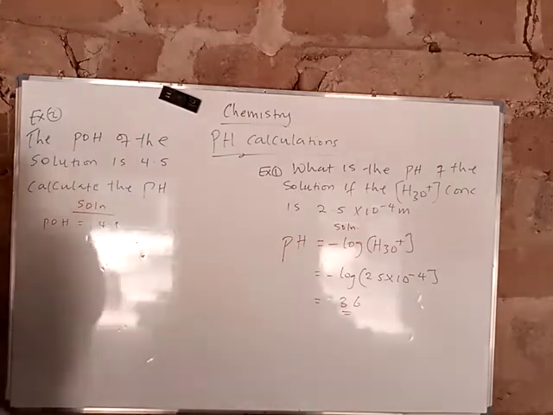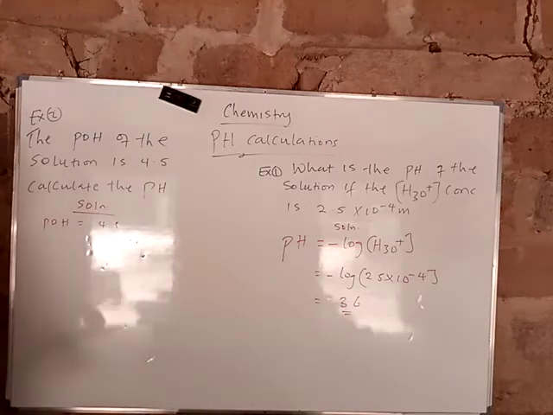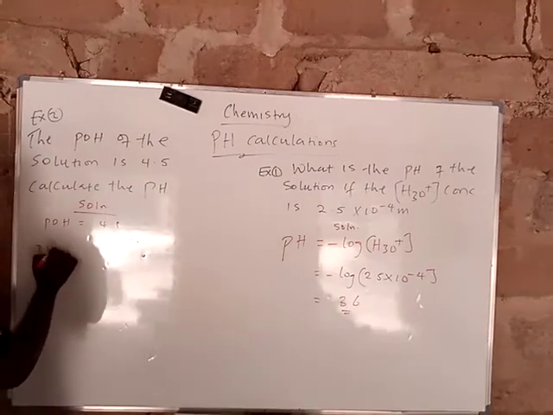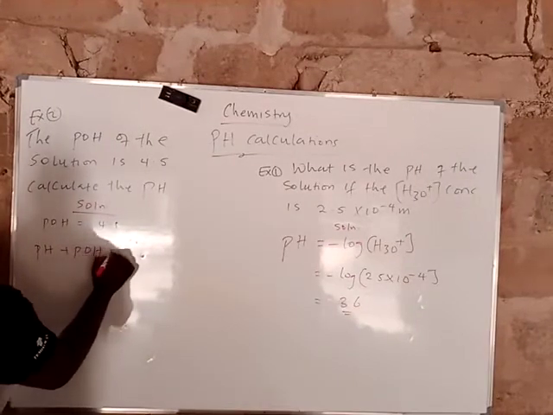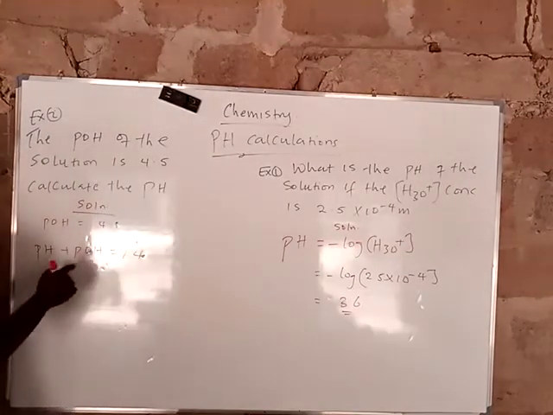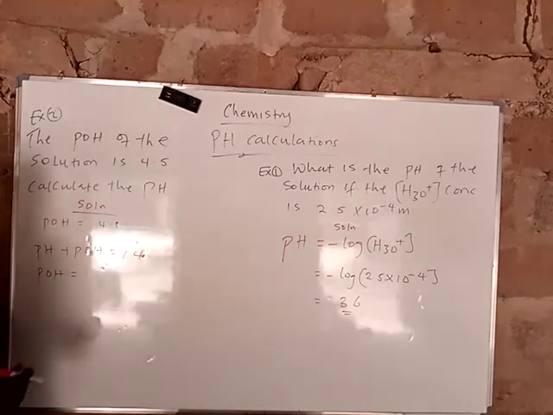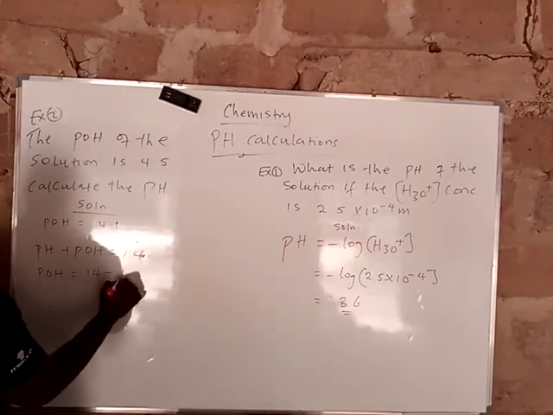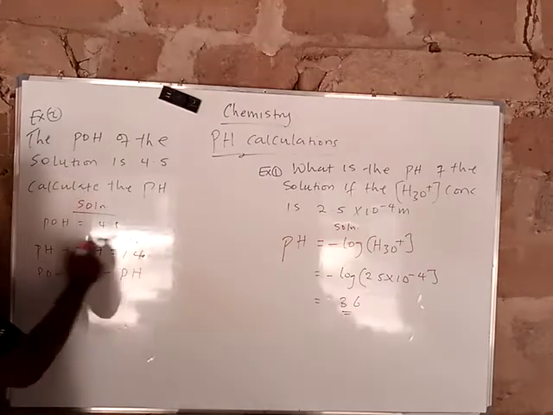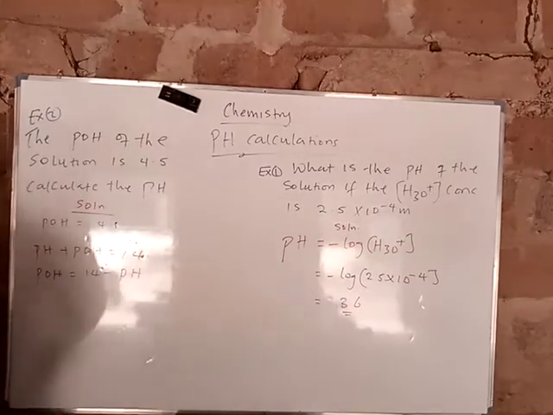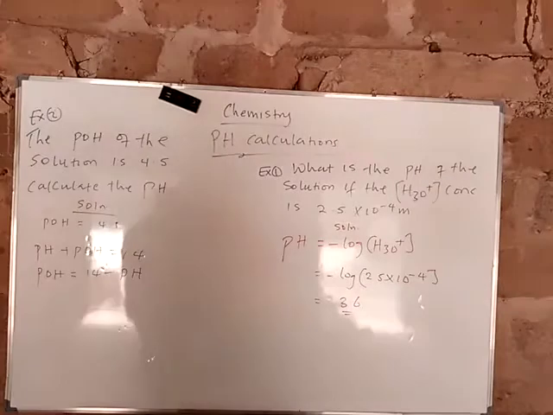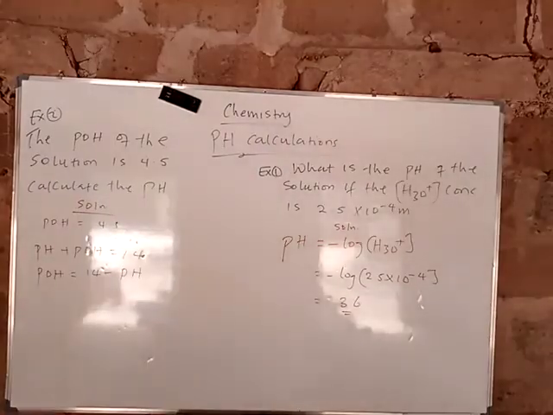Example number 2. The pOH of the solution is 4.5. Calculate the pH. Remember in the formula I dropped in part 1 that pH plus pOH is equal to 14. So all you need to do right now is make pH the subject of the formula. Whenever it crosses the equality sign, it will change to negative, right? Good.